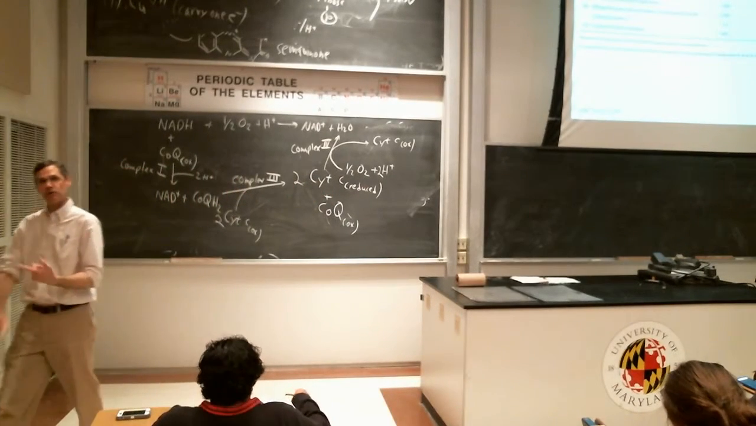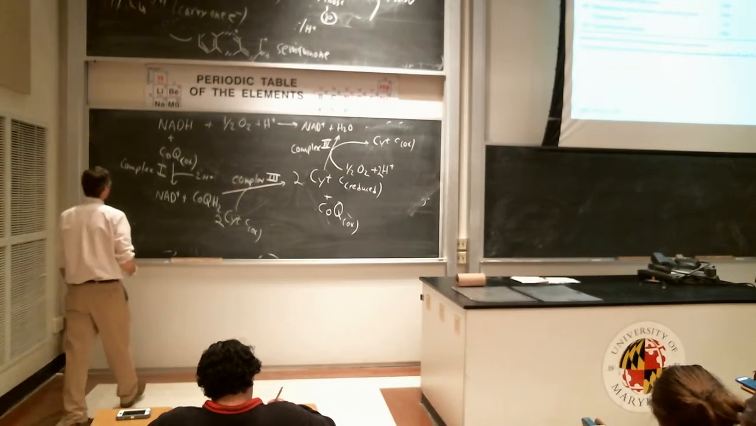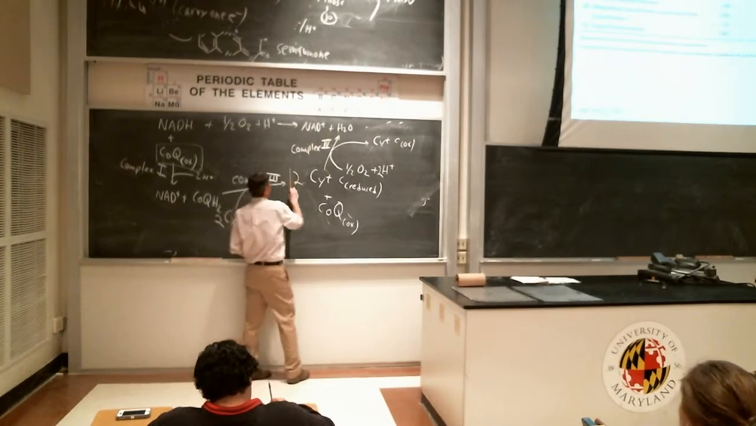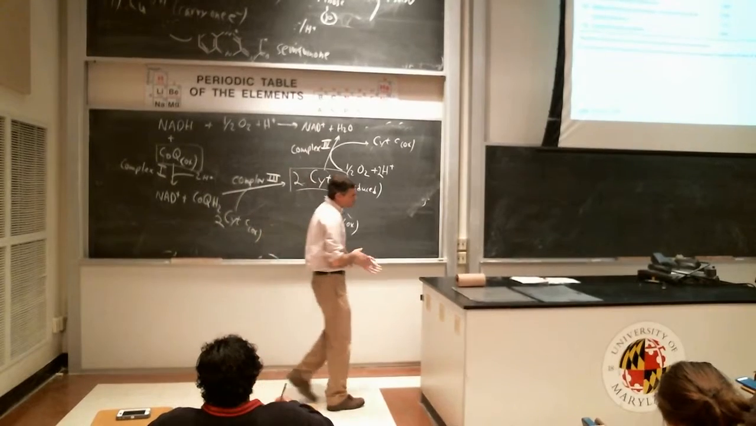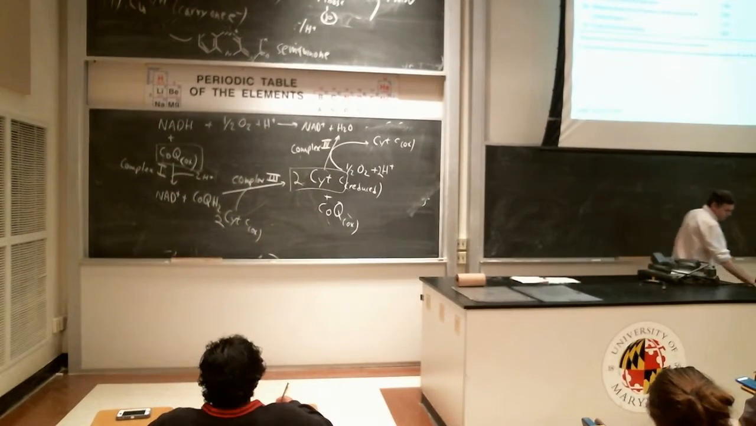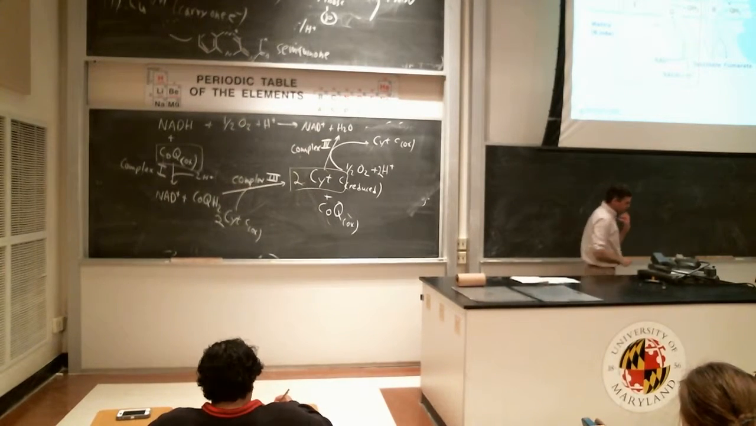For NADH, it's complex 1, then complex 3, then complex 4. The electrons are passed from the NADH first to coenzyme Q, then to cytochrome C, and then finally to oxygen. All right, so there it is. There's a complete picture. It says what I just said.